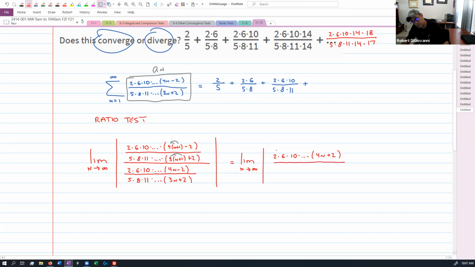Over, and then this one down here is 5 times 8 times 11 times ... And then here I should get 3n, distribute the 3 through, 3n plus 3 plus 2, so plus 5. That's the numerator. Now I'm multiplying by the reciprocal of the denominator. So I get 5 times 8 times 11 times ... times 3n plus 2. And then 2 times 6 times 10 times ... times 4n minus 2. Oh, that's where we are. Questions here?